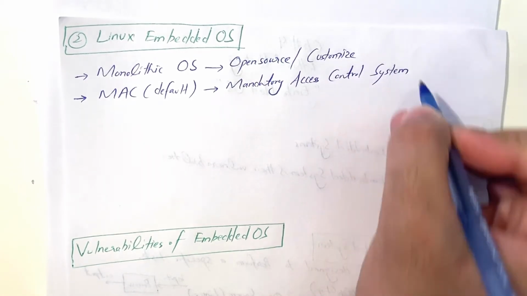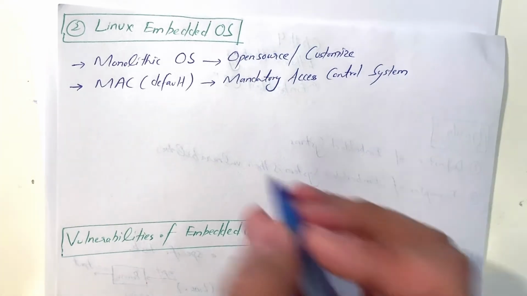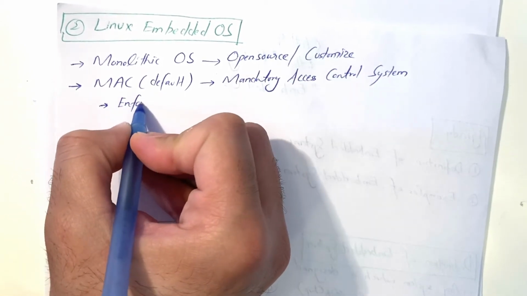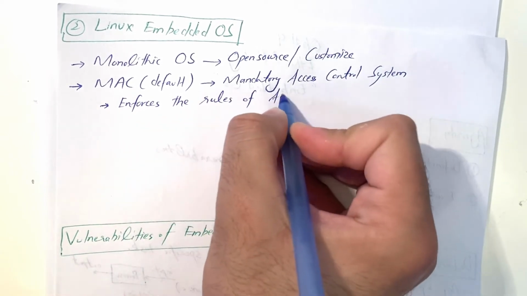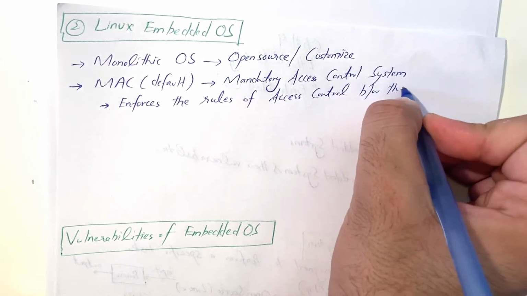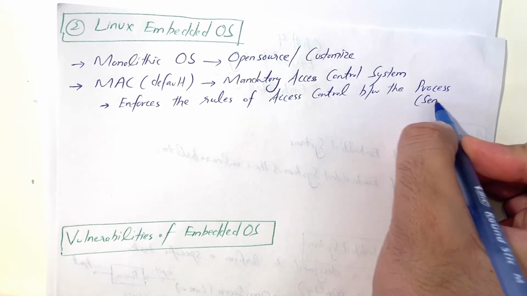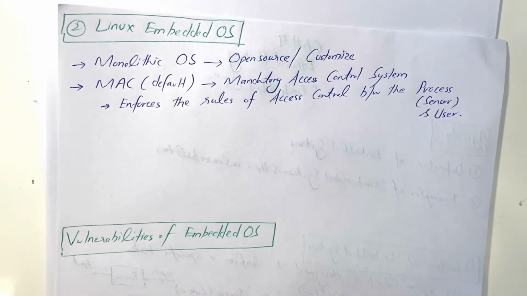A mandatory access control system basically defines or enforces the rules, like who can access the sensor and who cannot. So the sensor has the capability of controlling the access. If you want to define mandatory access control, it basically enforces the rules of access control between the process and the user. Process, like you can say sensor, and user. Okay, it controls the access.